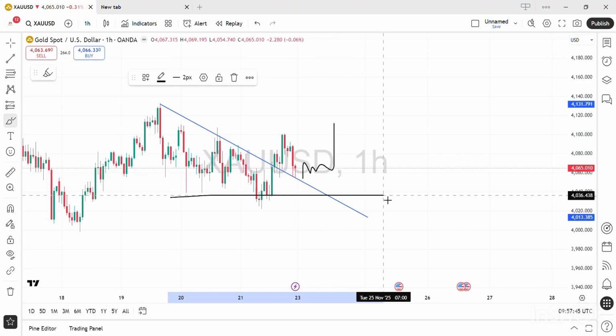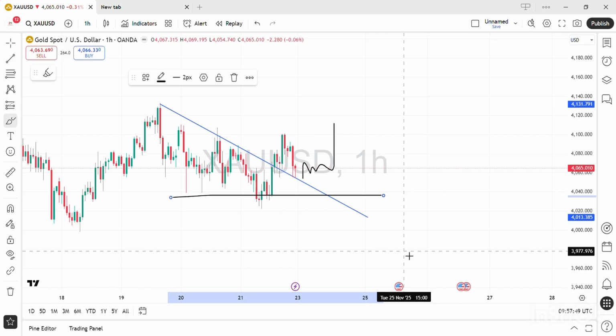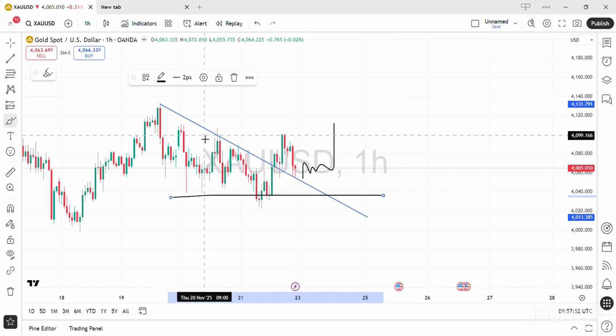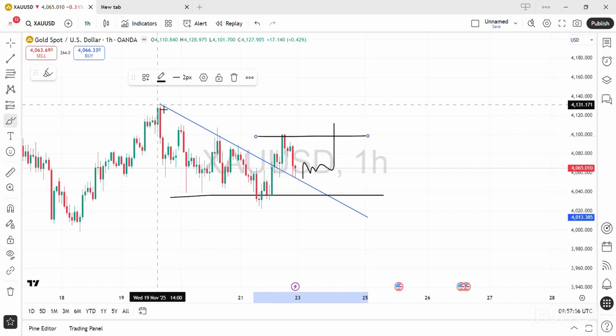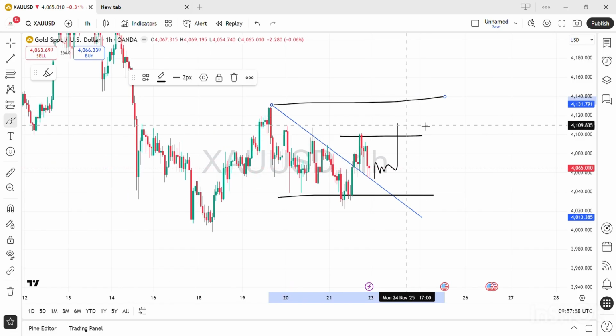If you are going to enter the trade from 4065, the stop loss will be 4040. It will be a very solid trade towards the resistance level, and your first target will be 4100, and the second target will be 4131. So you have to find the buying opportunities along with support and resistance. This was all about gold.